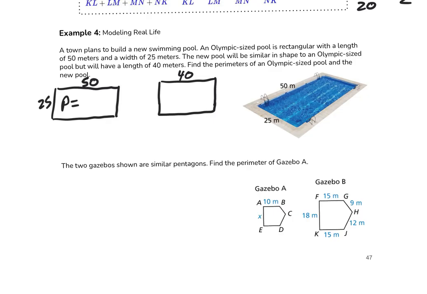I could find the perimeter of the Olympic-sized pool. Because what do I know about the sides of a rectangle? If I know this one has a length of 50, what's the other length got to be? It's got to be 50. If this one's 25, then these both have to be 25. So I already know all of my dimensions here. Okay. And the perimeter of this would be 50 plus 50 plus 25 plus 25, which would be 150. Okay. So the perimeter of the big pool, the Olympic-sized pool, is 150.